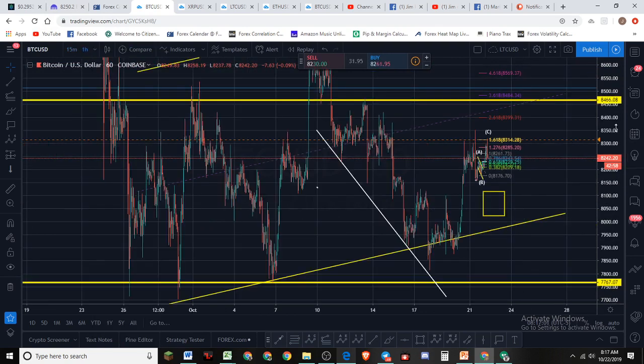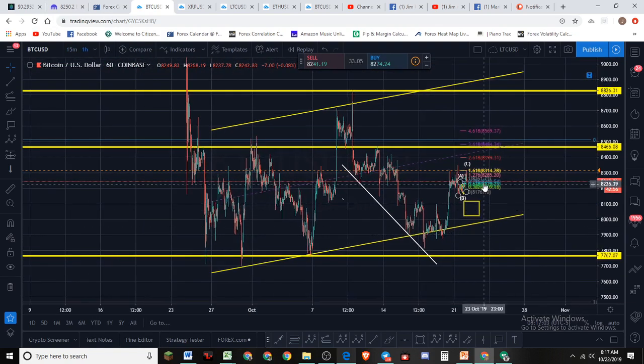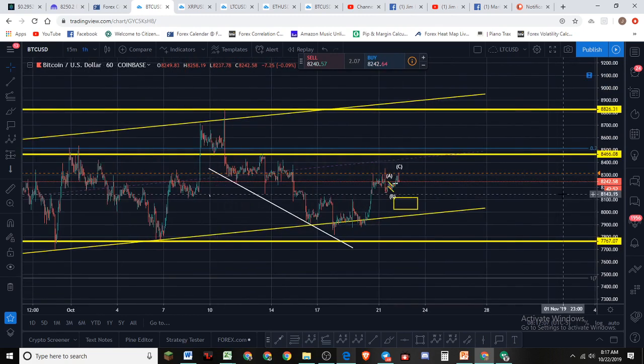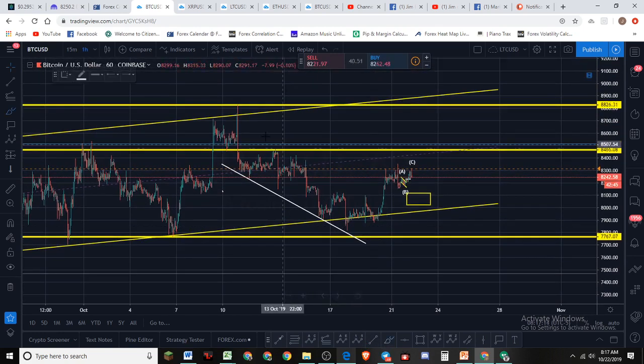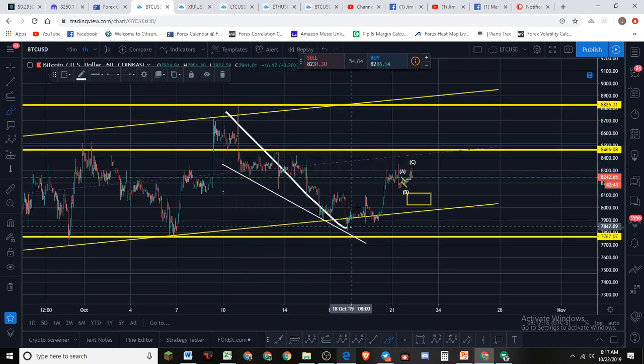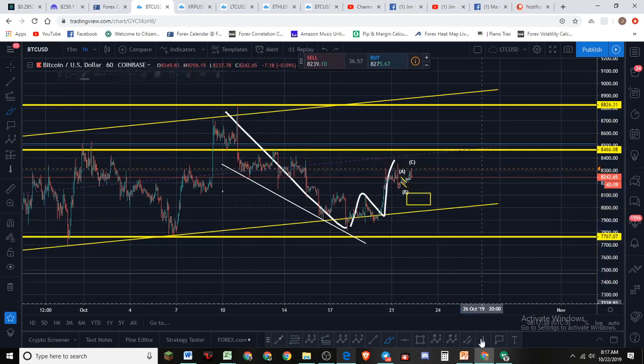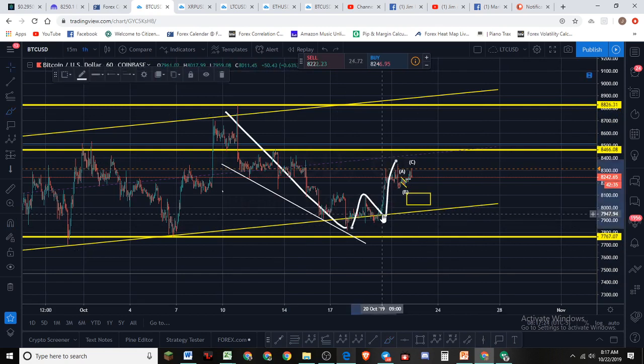Two options on the table as far as I can see right now. Well, three options, but let's talk about them. One, we could be finished with an ABC correction. This is a leading diagonal. This is an ABC correction, and then we have downside to come. That's a possibility. I want you to be aware of that, and we'll talk about what to look for.